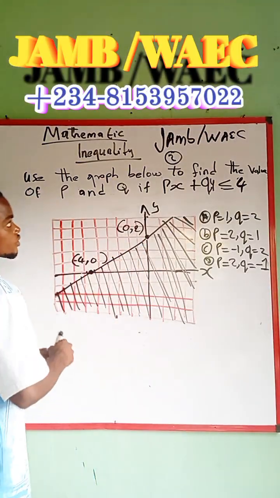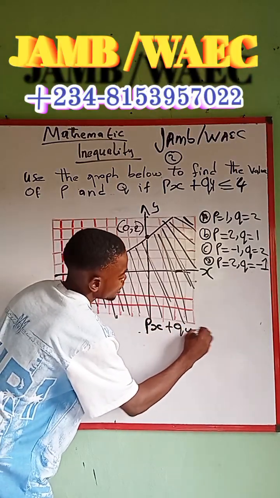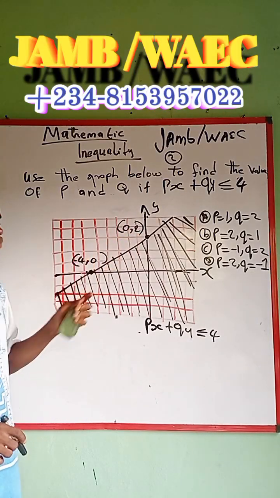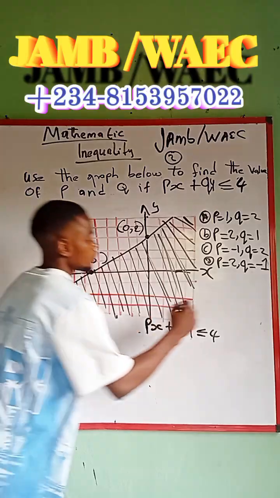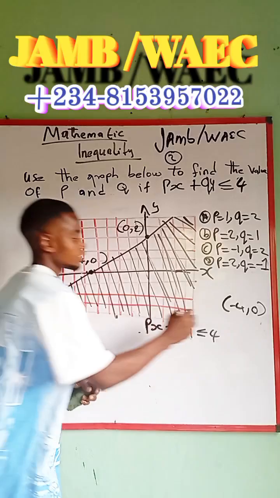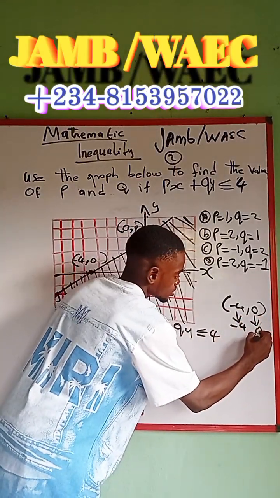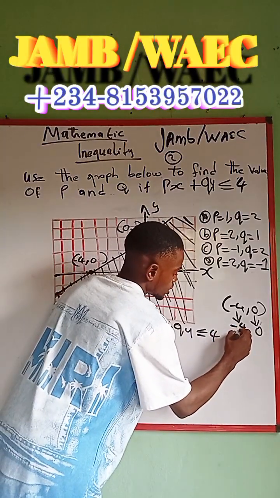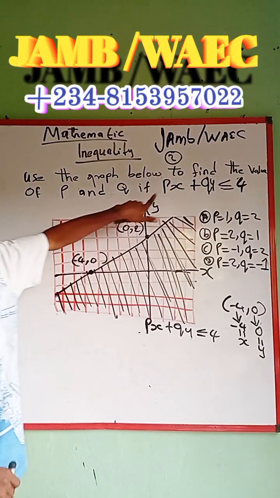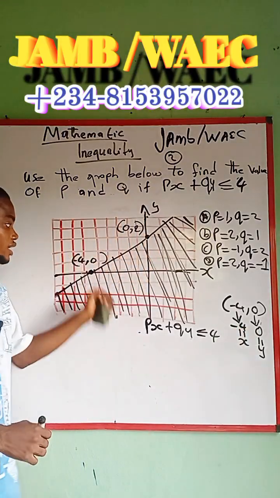Now, what you need to do, let's write this expression given to us: PX plus QY less than or equal to 4. So you have known that these are X and Y. Now, for this expression here, we have the bracket -4, comma 0. At this point of intersection, X here is -4, and then Y here is 0. So now we want to find P and Q. We have to replace the X and Y values with what we have here at this point.